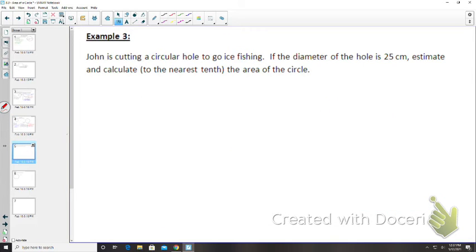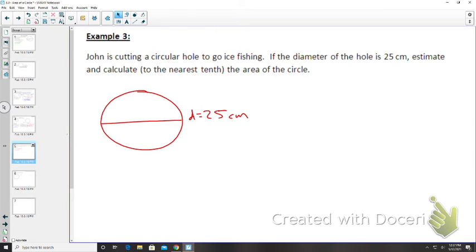All right, so example 3. John is cutting a circular hole to go ice fishing. If the diameter of the hole is 25 centimeters, estimate and calculate to the nearest tenth the area of the circle. Okay, we're just going to go ahead and calculate this. If you want to estimate this, feel free. So he's going ice fishing, and the diameter, the measurement across the whole circle, is 25 centimeters.